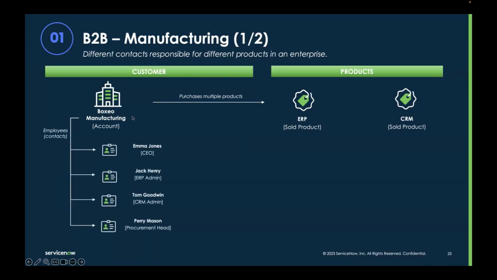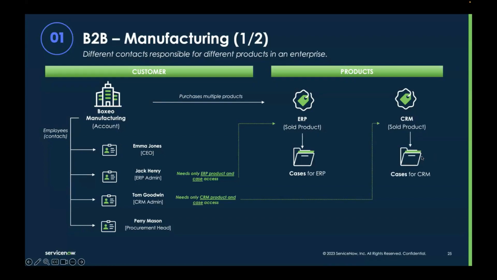Now, Boxio Manufacturing has various employees or contacts. Emma Jones is the CEO of the organization. Jack Henry is the ERP admin. Tom Goodwin is the CRM admin. And Perry Mason is the procurement head. Now, Jack Henry, being the ERP admin, needs access to only the ERP product and its cases. Similarly, Tom Goodwin is the CRM admin and would only need access to CRM and its cases.